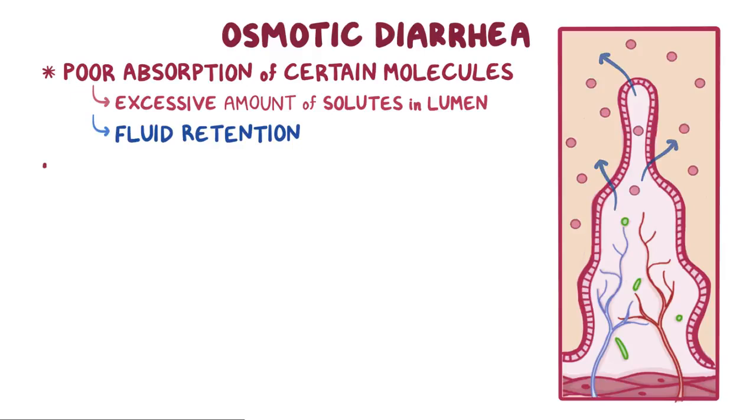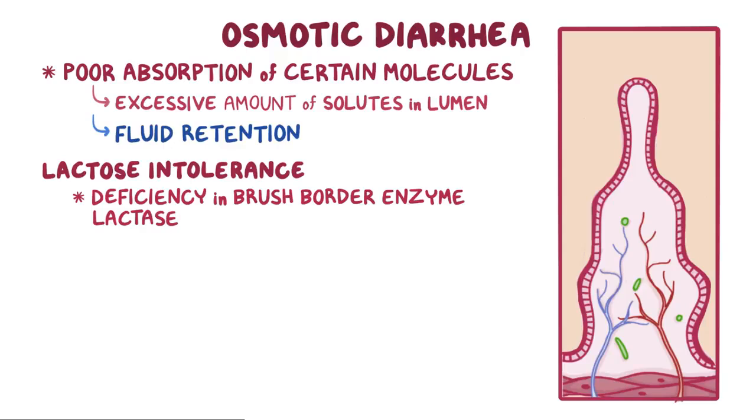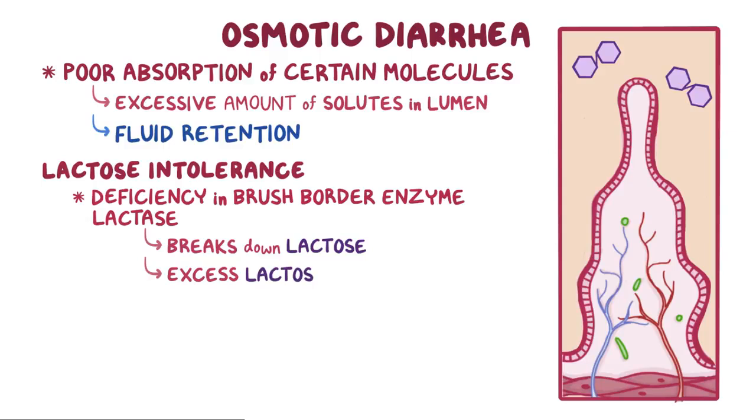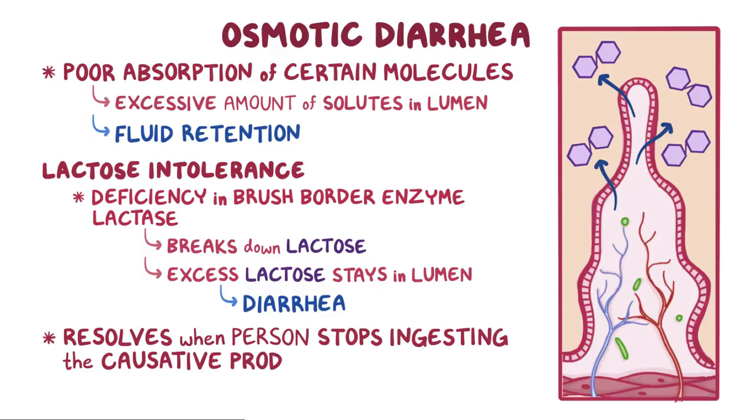One example of this is lactose intolerance, where there's a deficiency in the brush border enzyme lactase in the small intestine, which breaks down lactose. The excess lactose stays in the lumen and pulls water into it, leading to diarrhea. Osmotic diarrhea will resolve when the affected person stops ingesting the causative product.